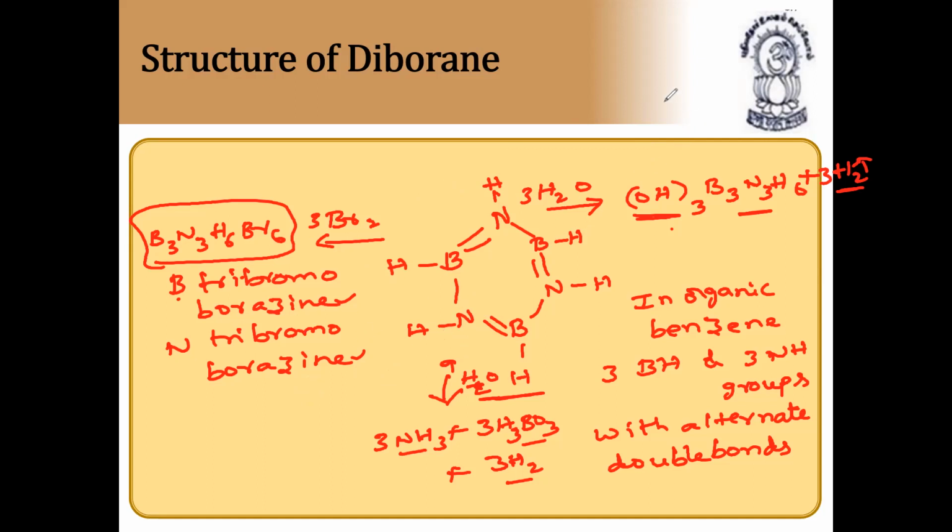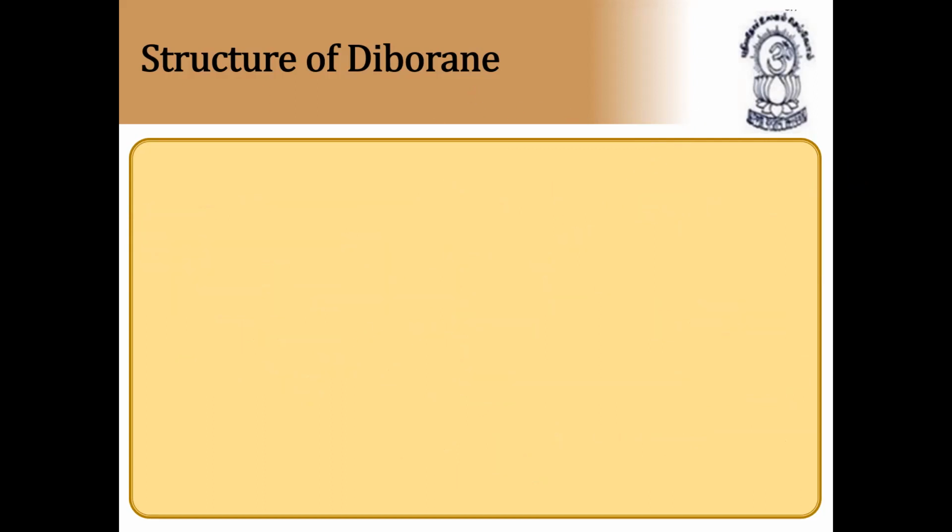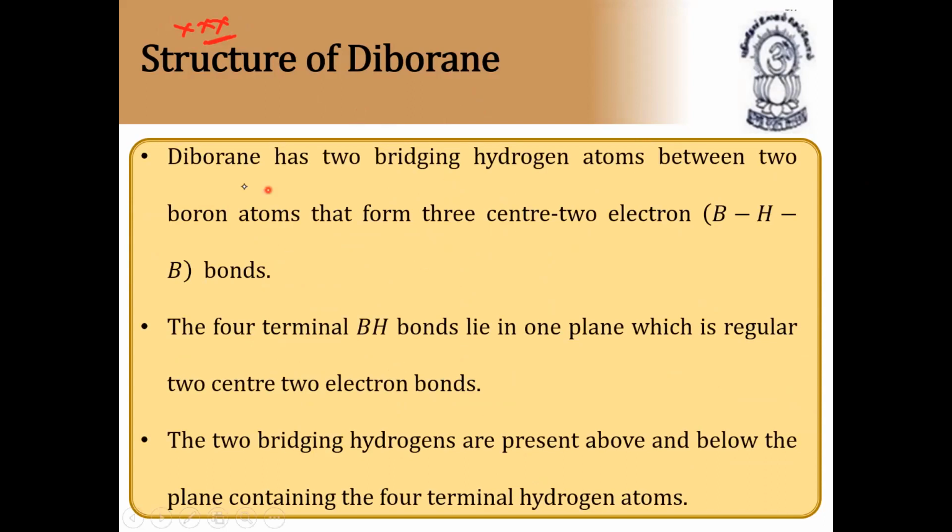Next, continuation. Now we'll go with the structure of diborane. This is also very important. From this they'll definitely ask one question. What is the structure of diborane? How many bonds does it contain? So let us start now. Diborane has 2 bridging hydrogen atoms between 2 boron atoms that form a 3 center 2 electron bond.